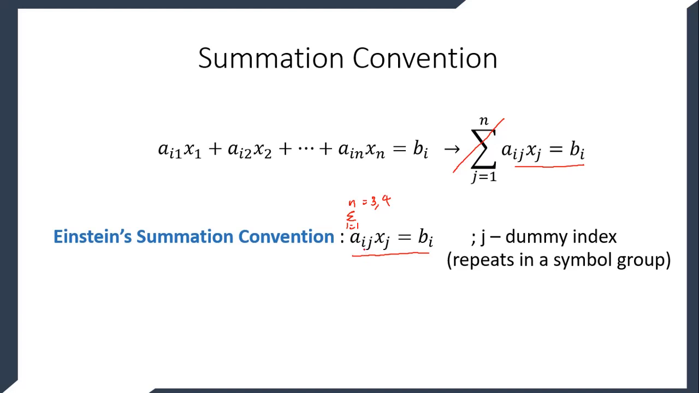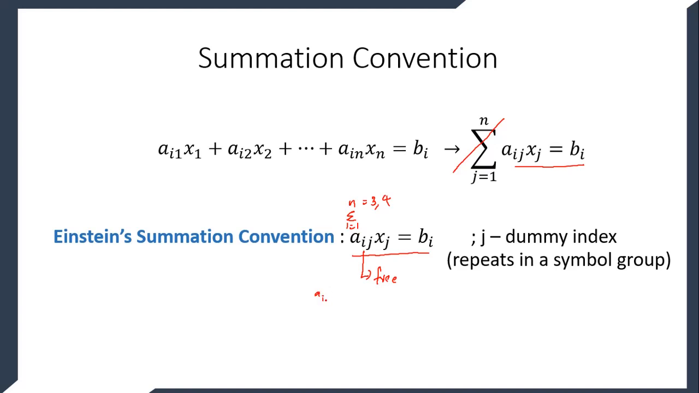We have already said that i is the free index, and here we have another index, j, which is the dummy index, and the summation is carried over this dummy index j. That is, i remains the same and the summation is carried over the dummy index j. The dummy index is the index which repeats in a symbol group.